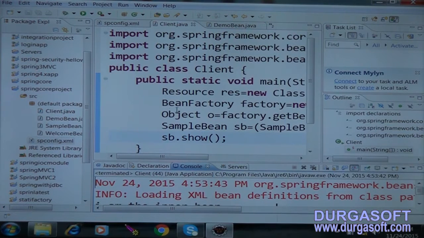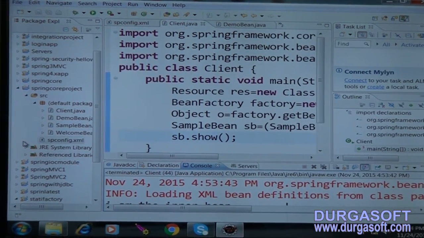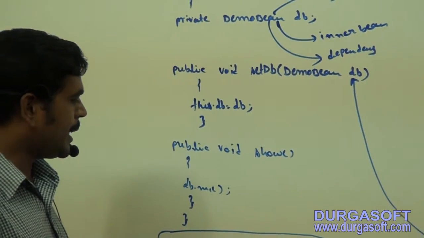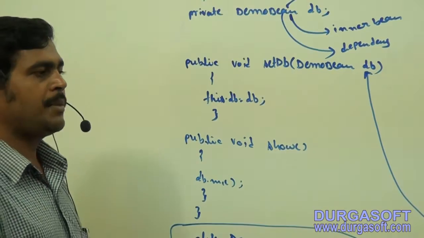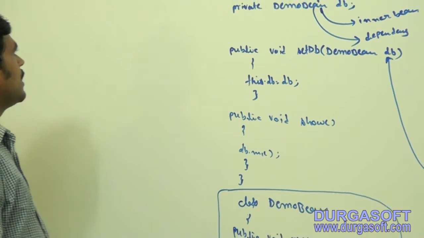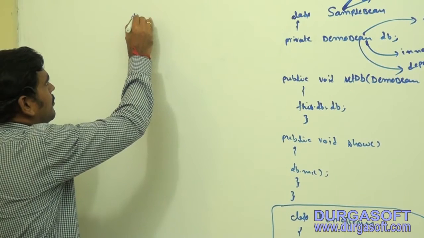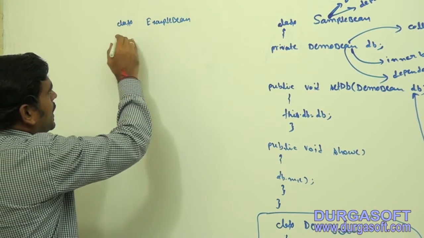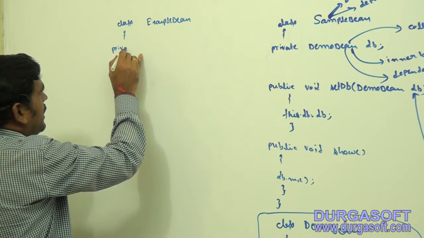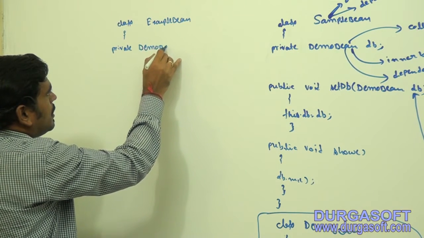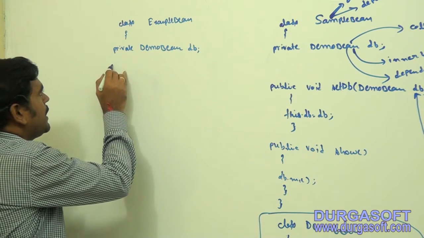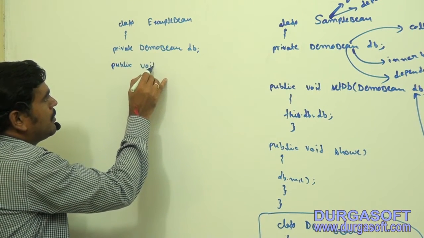Now here there is one small problem whenever we are configuring inner beans as well as outer beans like this. What is that problem? We will see here. The problem is, assume that the same DemoBean is required for one more class. For example, here I am going to take one more bean class, ExampleBean. Under that, I have taken private DemoBean db. After that, we can generate the setter method like this: public void setDb.